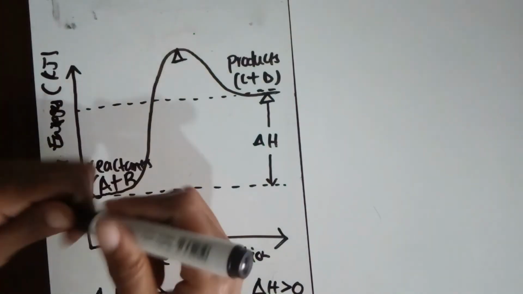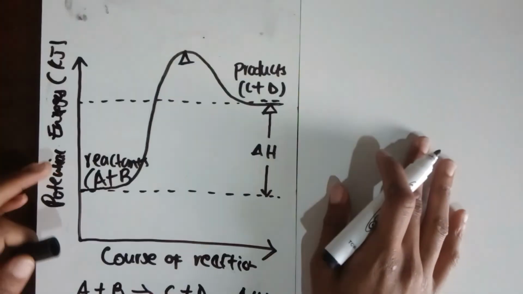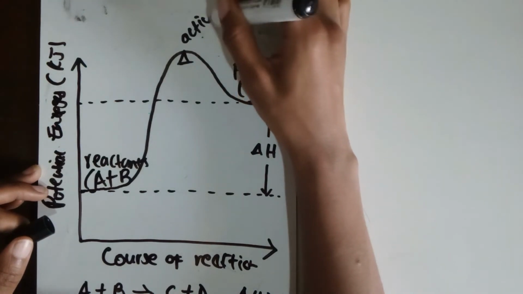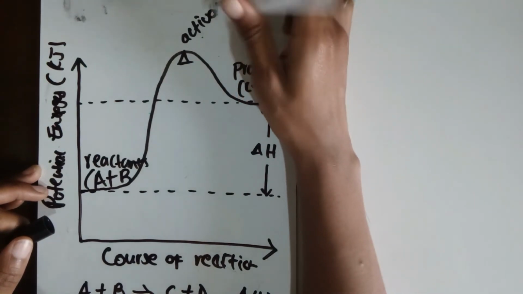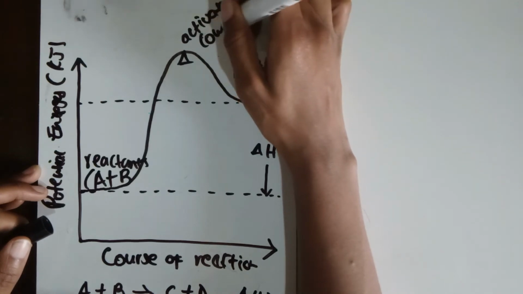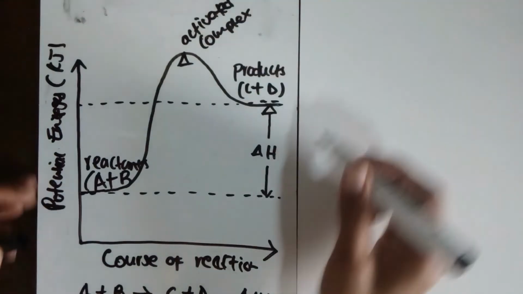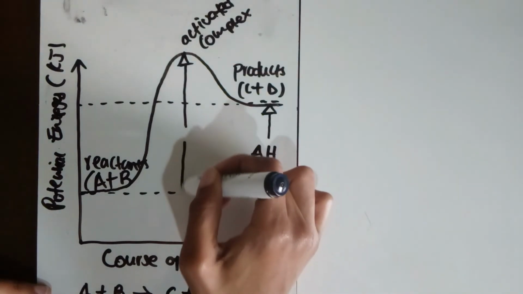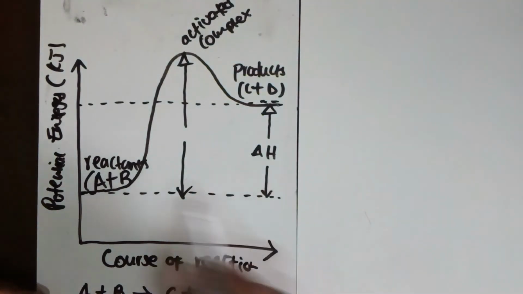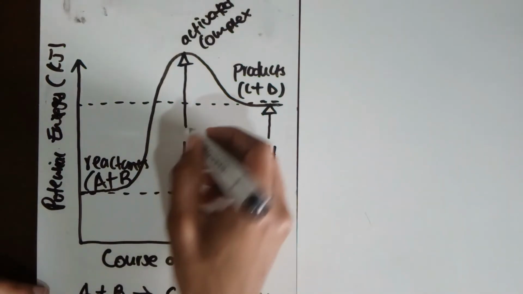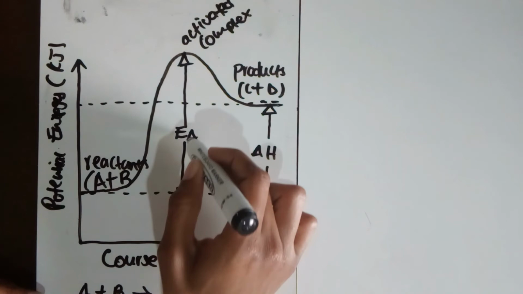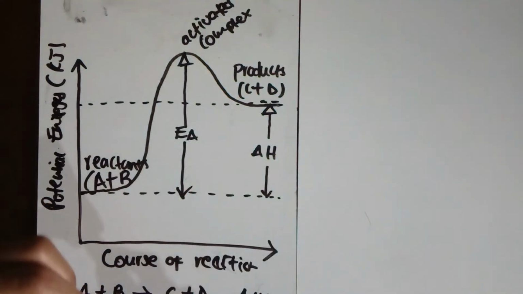So there at the top, I said that we have an activated complex. And then from the activated complex down to your reactant line, this is where you'd find the value of your activation energy.